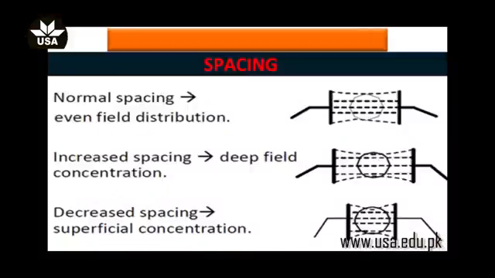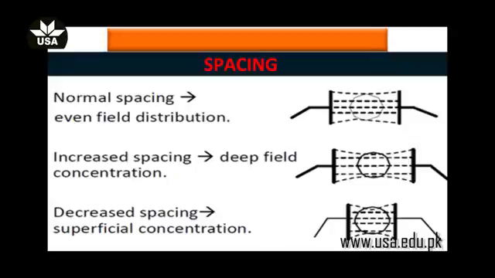In the picture shown on your screen, you can see there are three types of spacing. The first one is normal spacing, and you can see in this case there is an even distribution of the field. The second one is increased spacing, with decreased field concentration. And the third one is decreased spacing, where there will be more concentration of the lines of force over the superficial tissues.